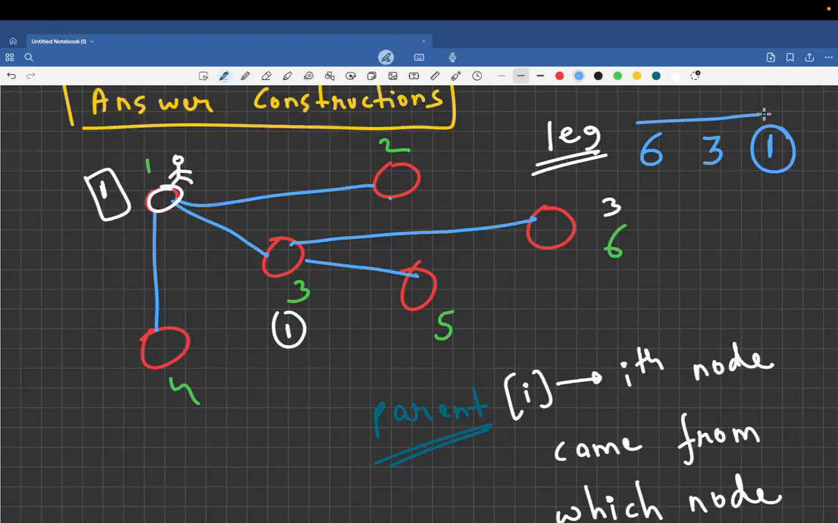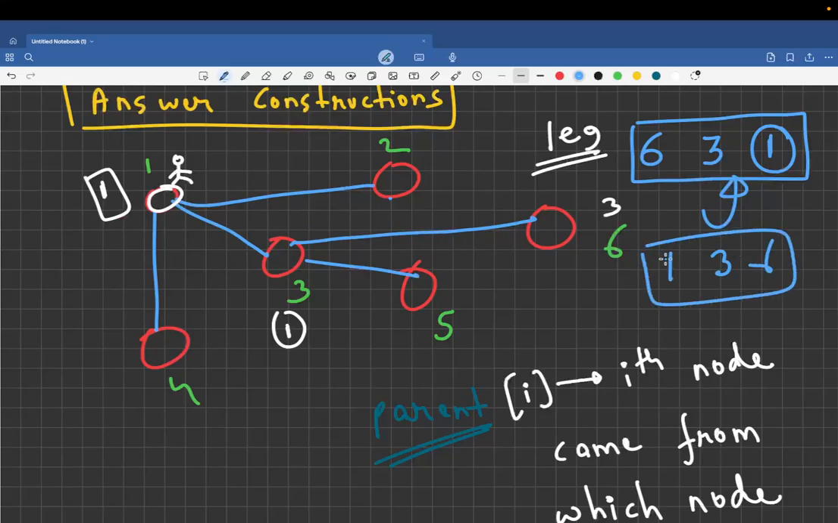Right? So now if you just reverse this, 136 is actually the path from node 1 till node n. So this is how you can print the path by maintaining the parent of every node. And this is a very common practice of how you construct the answer in case of graphs and all. So try to practice this so that you become good at this.